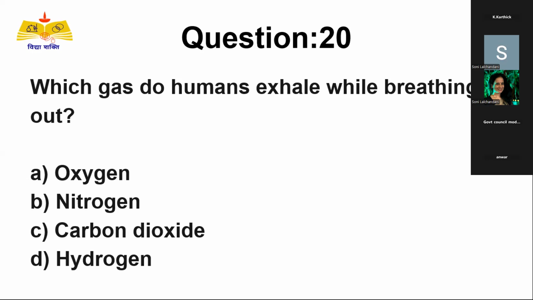A. Oxygen, B. Nitrogen, C. Carbon dioxide, D. Hydrogen. Which gas do humans exhale while breathing out? A. Oxygen, B. Nitrogen, C. Carbon dioxide, D. Hydrogen.